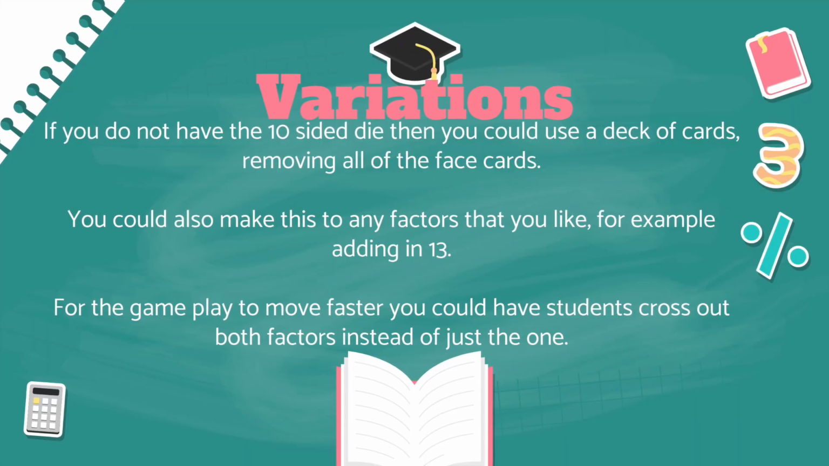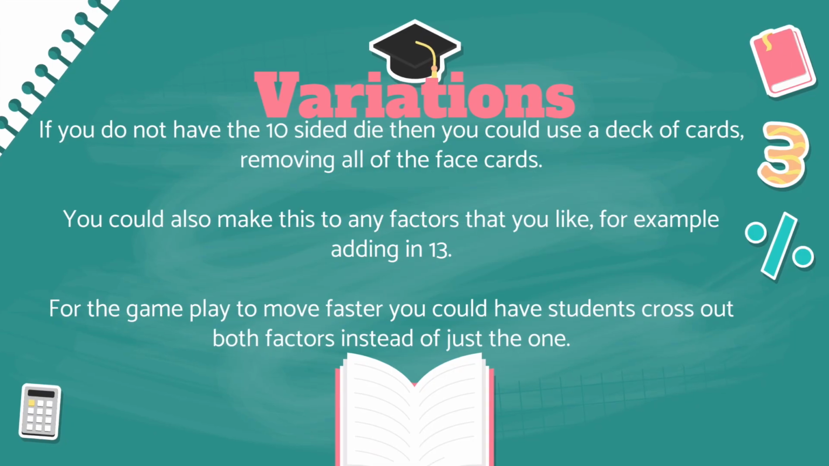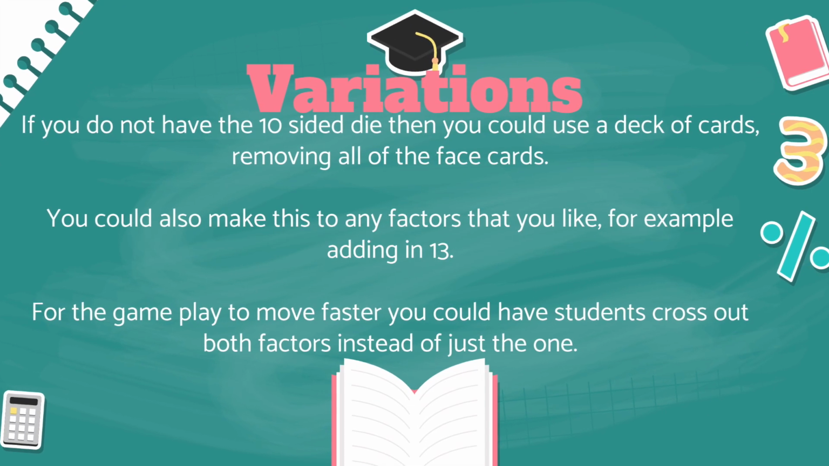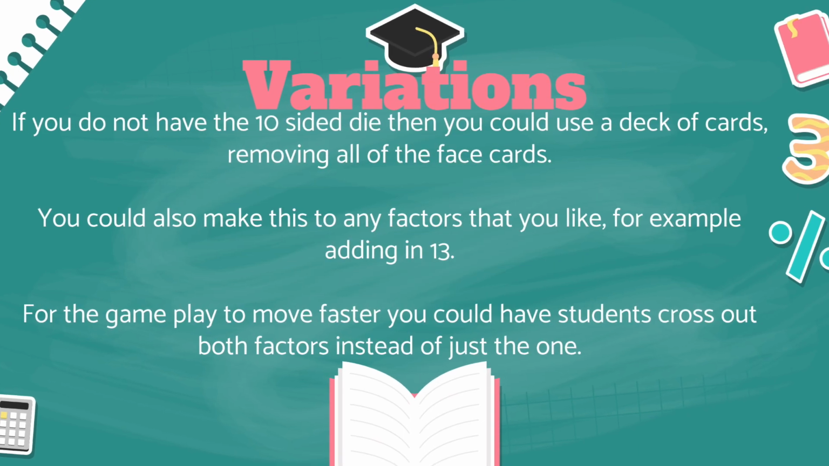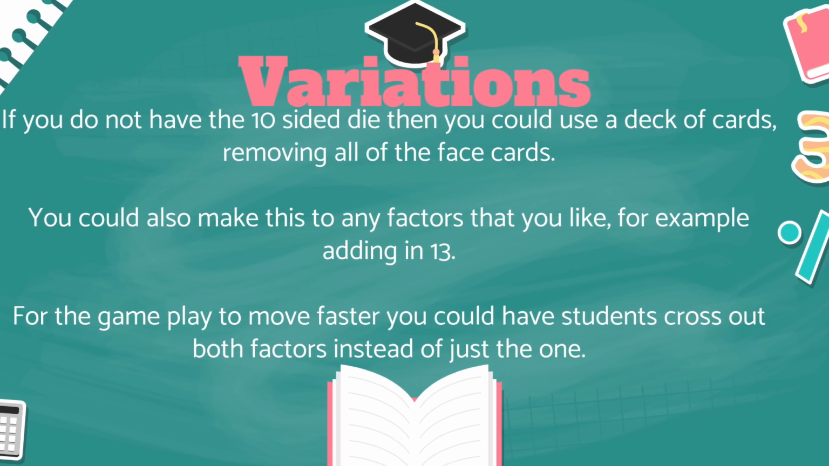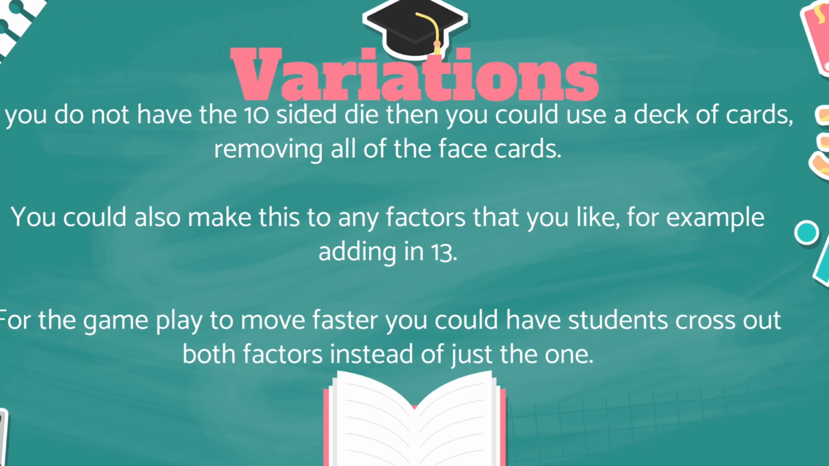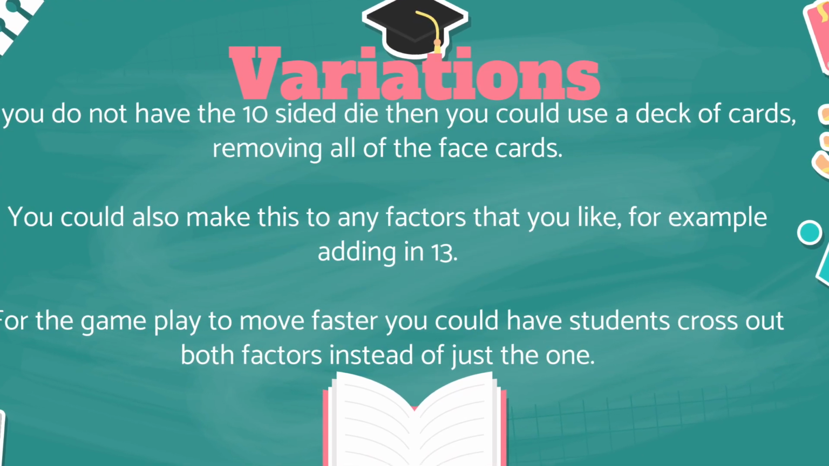Here's some variations for this game. If you do not have 10-sided dice, then you could use a deck of cards, removing all face cards. You could also make this into any factors that you like, for example, adding in 13. For the gameplay to move faster, you could also have students cross off both factors instead of just one.